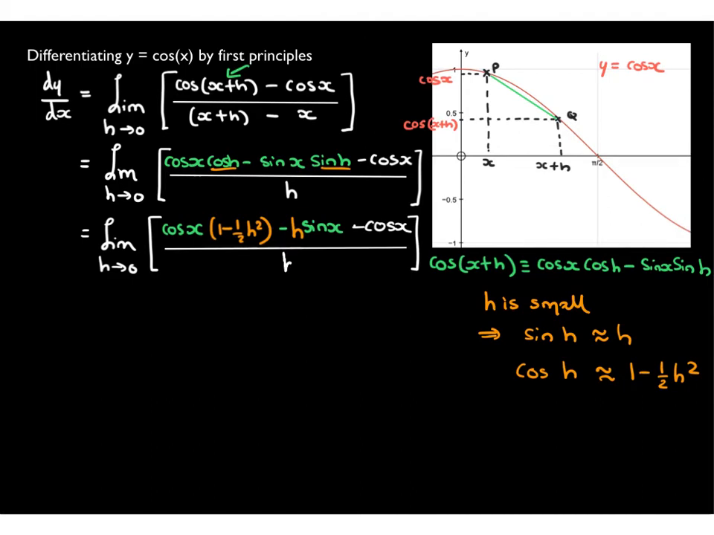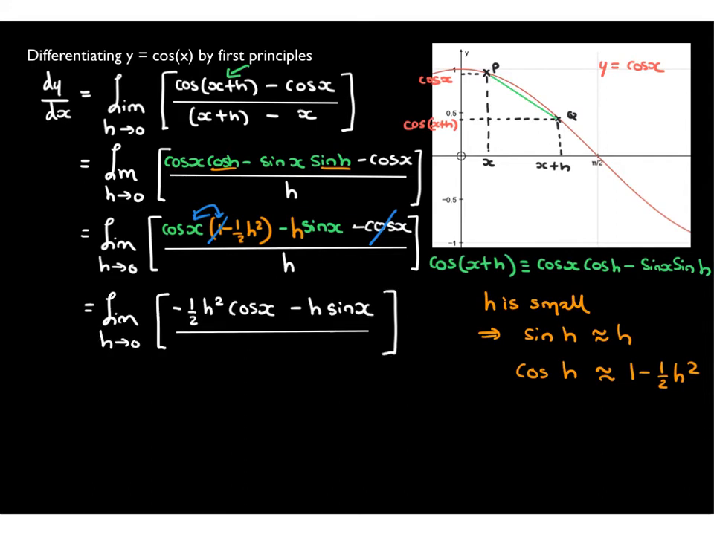Now, as we saw with the derivative of sin x, we're going to get a cancellation. Multiplication here will give us cos x, and then we have a subtract cos x, so we can take that out. So we have the limit as h approaches 0 of negative a half h squared cos x minus h sin x all over h. Now let's divide by h before we take the limit as h approaches 0.